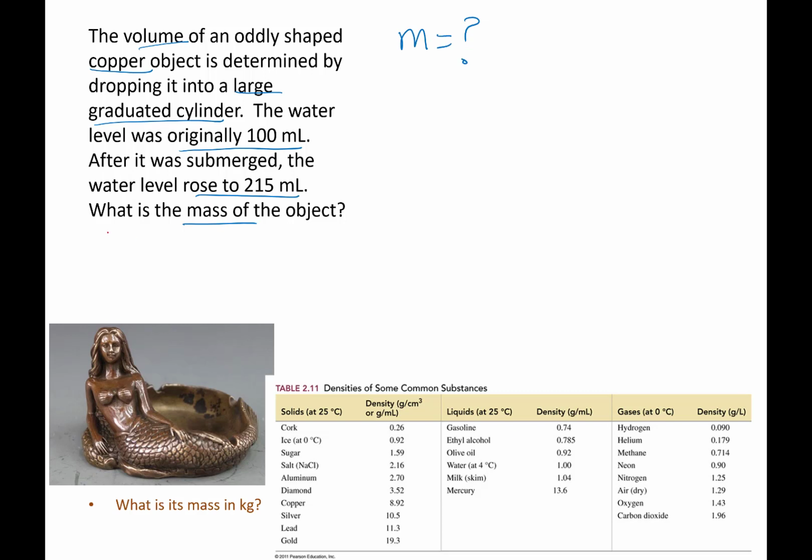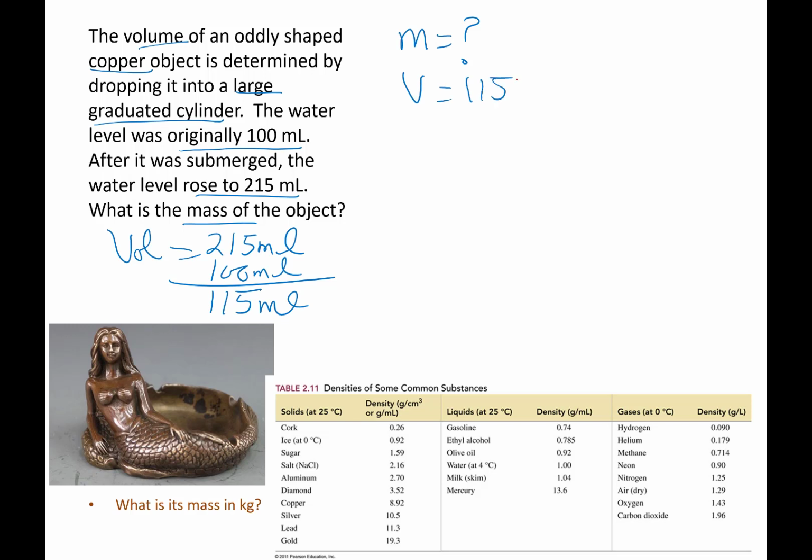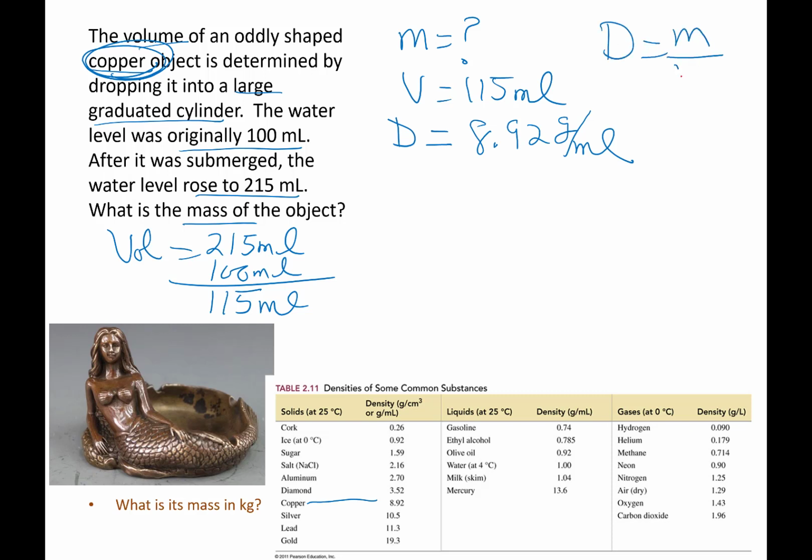Okay? The volume can be found using water displacement. It rose to 215 milliliters. It was originally 100 milliliters, so the volume of the object is 115 milliliters. And we are told that this object is copper. If we look up the density of copper, copper has a density of 8.92 grams per milliliter. With this information and armed with our density equation, density is mass divided by volume, we can solve for mass.